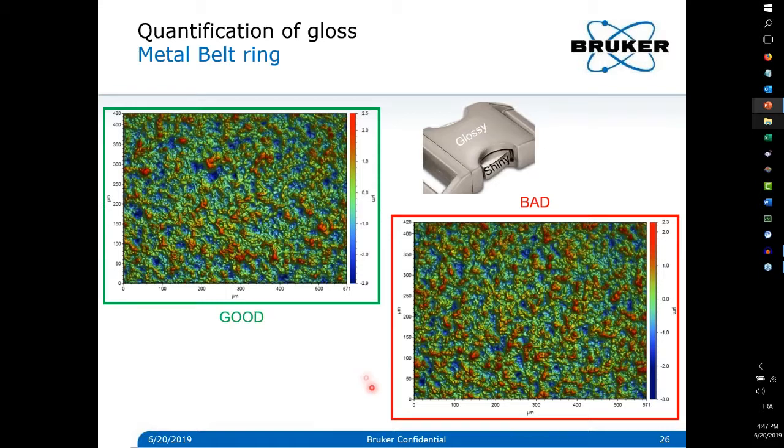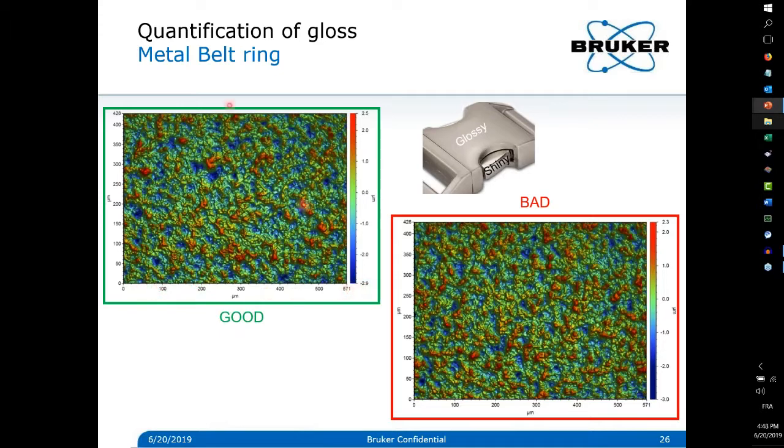Also, there are elements where we can look at aesthetics. In that case, we have the metal belt ring where we have glossy and shiny surfaces, and most of the very high-end brands like to get a certain aspect of gloss. We can still measure the surface with a gloss meter, but usually people assess the gloss by eye, and it doesn't tell you what kind of change you need to make to your process whenever you have a good or bad gloss. Here are the two images for good and bad gloss.